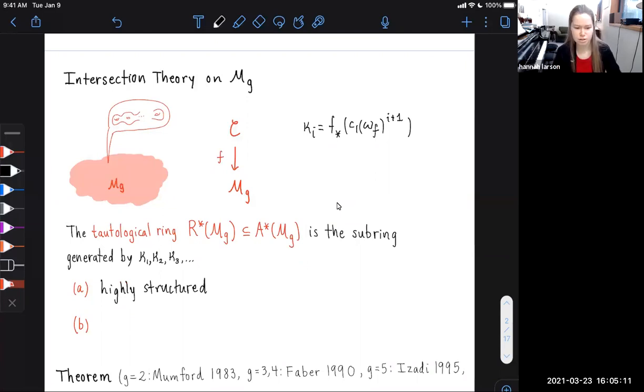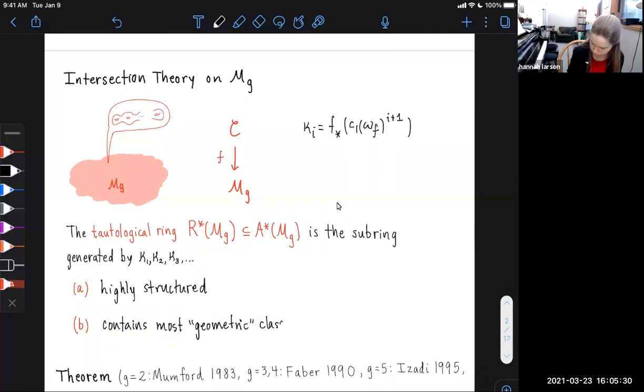Another nice feature of the tautological ring is it's thought to include most geometrically motivated classes. So if you have some intersection theory question that's motivated by geometry, hopefully it would be answered by some calculation in the tautological ring.